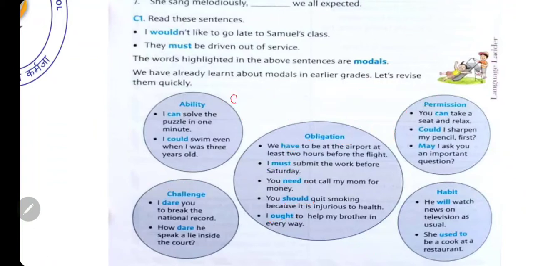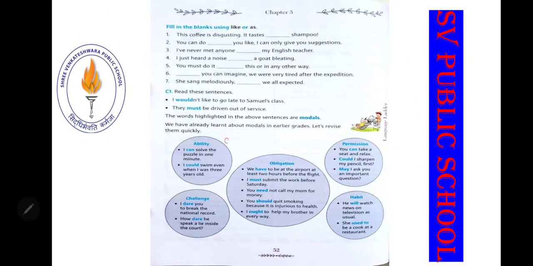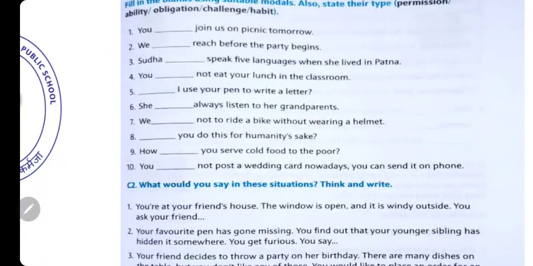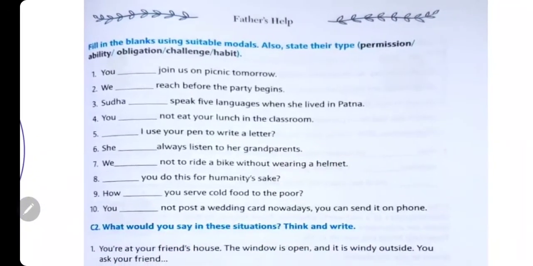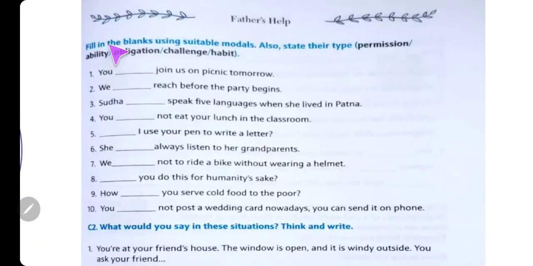Fine. So I hope this is clear to you. So let's quickly do the question. Here are the questions for you. What you have to do is fill in the blanks using suitable modals. Also state the type: permission, ability, obligation, challenge or habit. So let's do it. Okay. You can join us on picnic tomorrow.